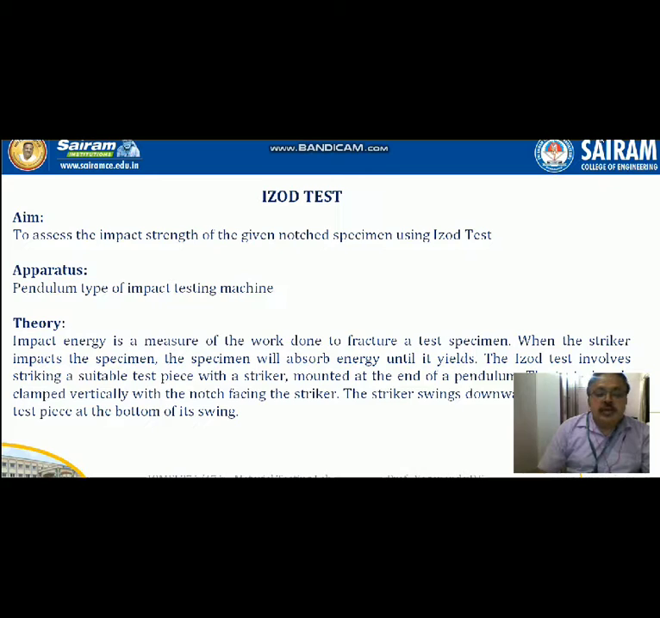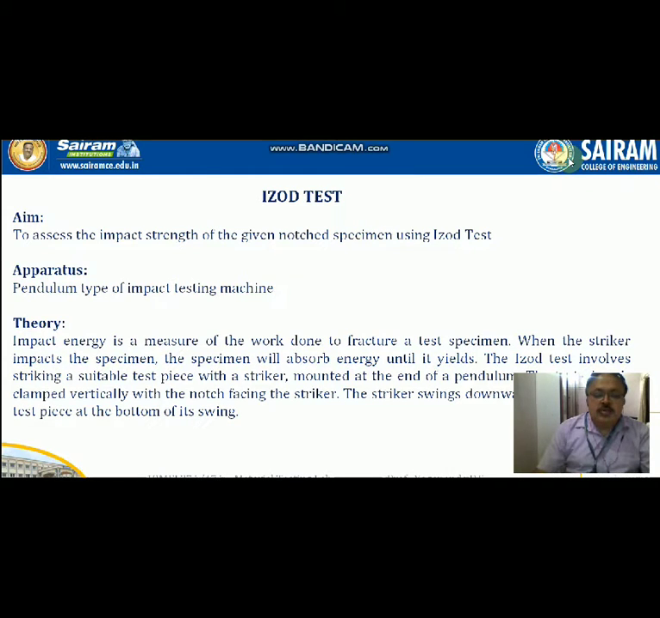Impact energy is a measure of the work done to fracture the given test specimen. When the striker impacts, the specimen will absorb the energy until it yields. The Izod test involves striking a suitable test piece with a striker mounted at the end of the pendulum. The given specimen is clamped vertically with the notch facing the striker.